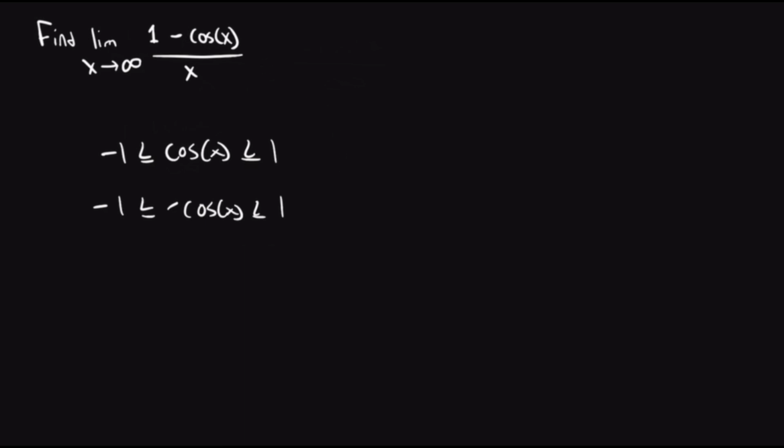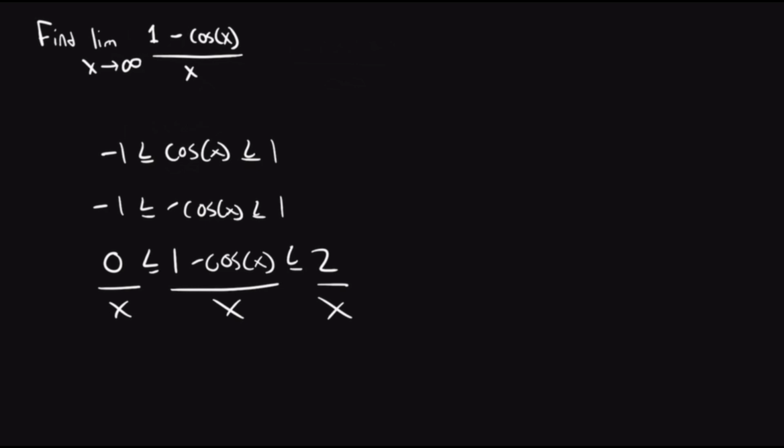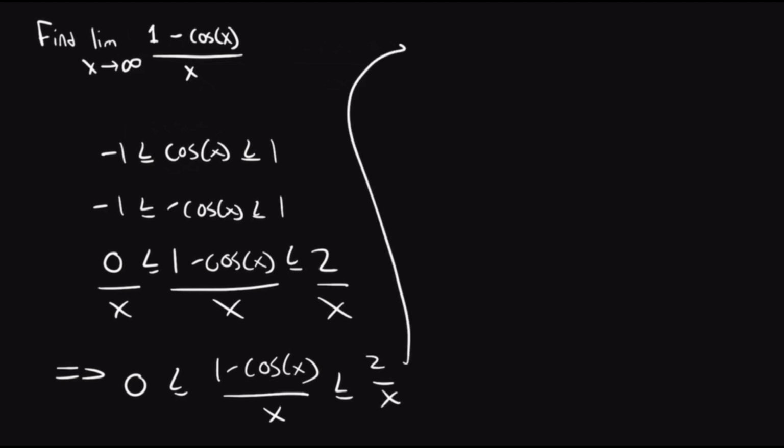Now you can see that if we just add 1 to both sides, we'll have 0 is less than or equal to 1 minus cos of x, which is less than or equal to 2. And now what we can do is just divide the inequality by x. You can see we finally made it the same as the limit we need to find. And this simplifies to 0 is less than or equal to 1 minus cos of x divided by x, which is less than or equal to 2 over x. And now we're ready to apply the squeeze theorem.